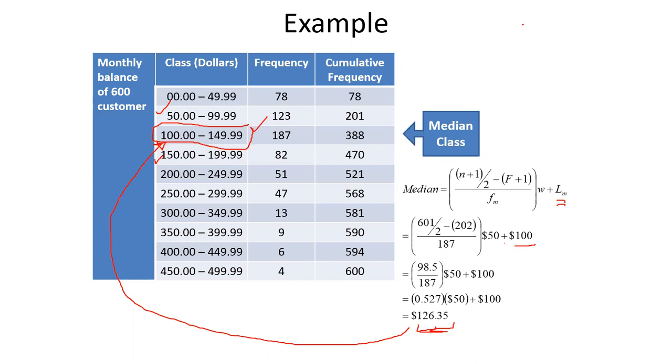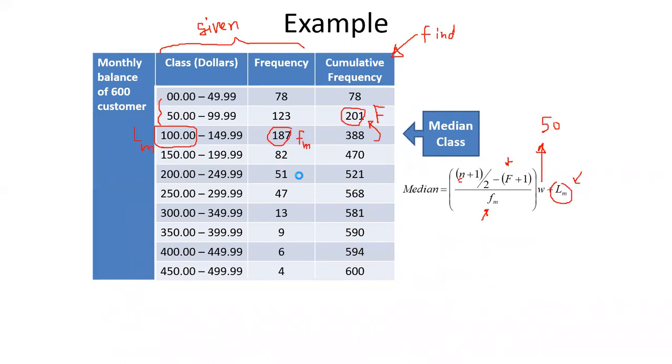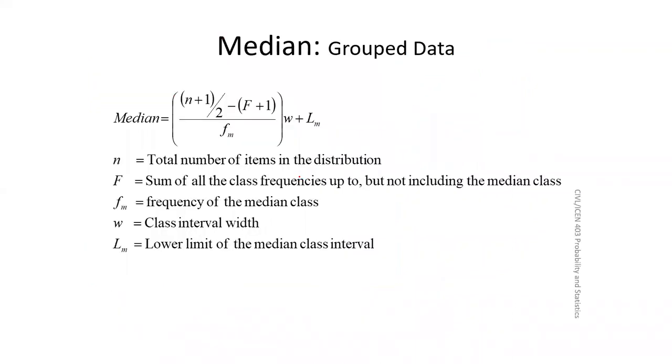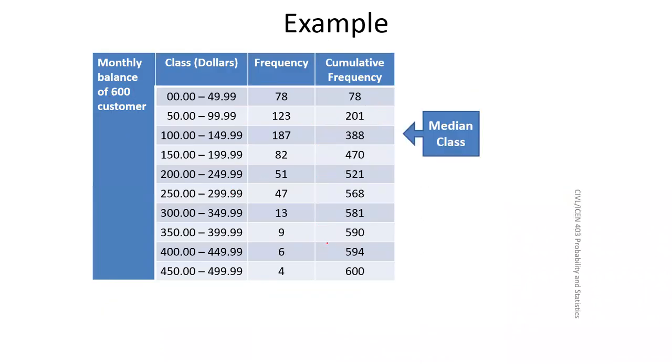Doctor, please explain again how to get F and FM. Okay. Let me go back. You see here, if you read this one, F is the sum of all class frequencies up to but not including the median class. It means it is just before the median class. F is the cumulative frequency, because it's a sum of frequencies, so it's the cumulative frequency before the median class. FM is the frequency of the median class. Okay. LM is the lower limit of the median class. So if I go back here, this is the median class.